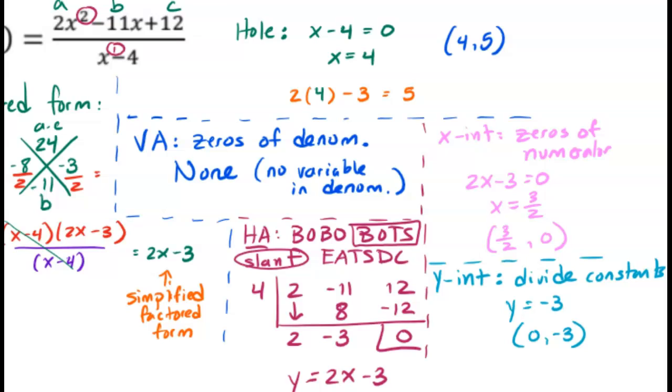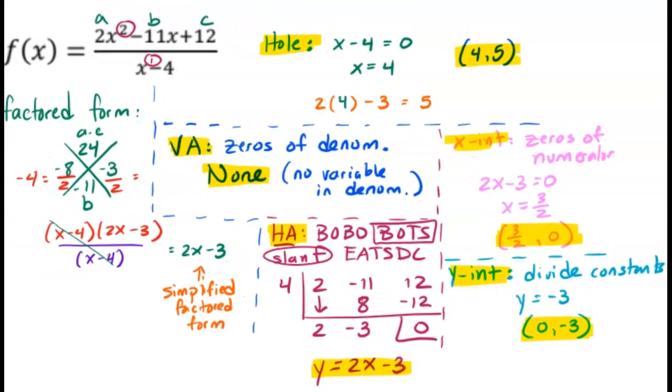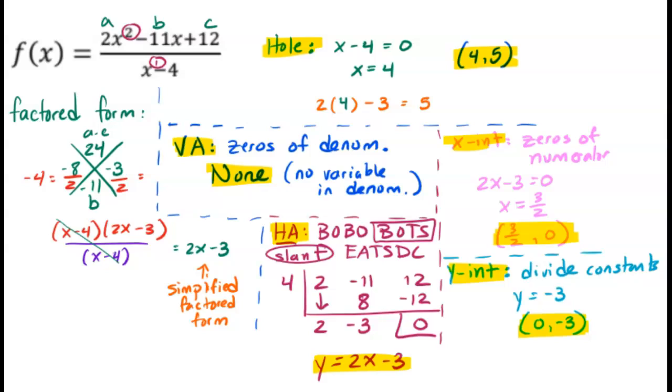These are the 5 things I wanted from you. The vertical asymptote, which is none. The slant asymptote, which is y equals 2x minus 3. The hole, which is 4 comma 5. The x-intercept, which is 3/2, 0, and the y-intercept, which is 0, negative 3. Any questions on this problem?